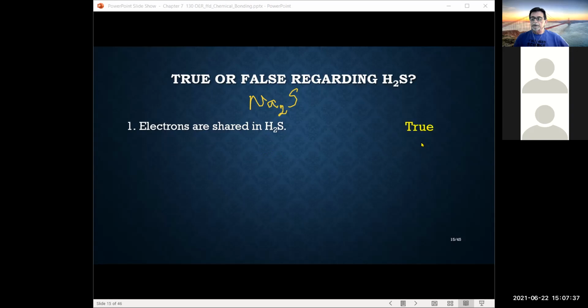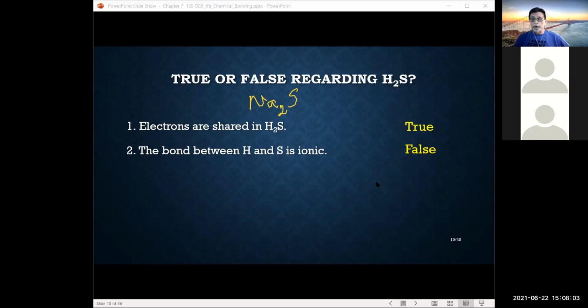So with respect to H2S, this is a true statement. Being covalent, electrons are shared, okay? The bond between the hydrogen and the sulfur is ionic, and that's a false statement. Okay? Because hydrogen is not a metal and sulfur is not a metal. So that is a false statement.